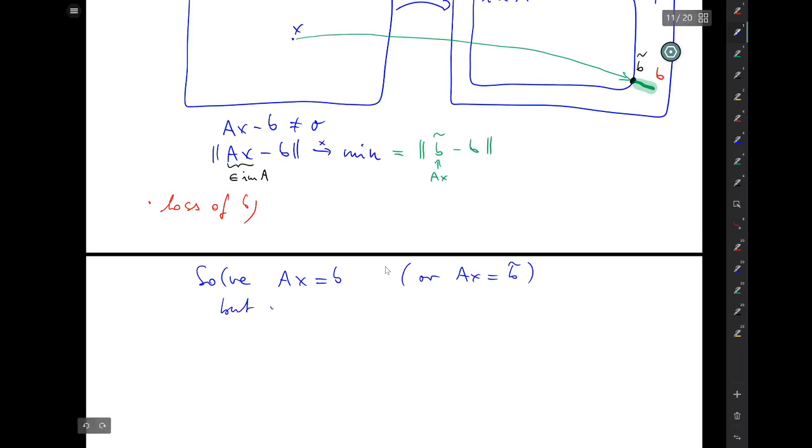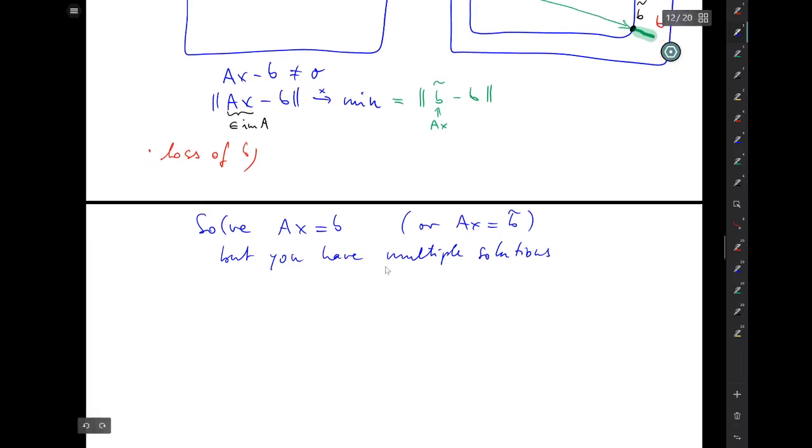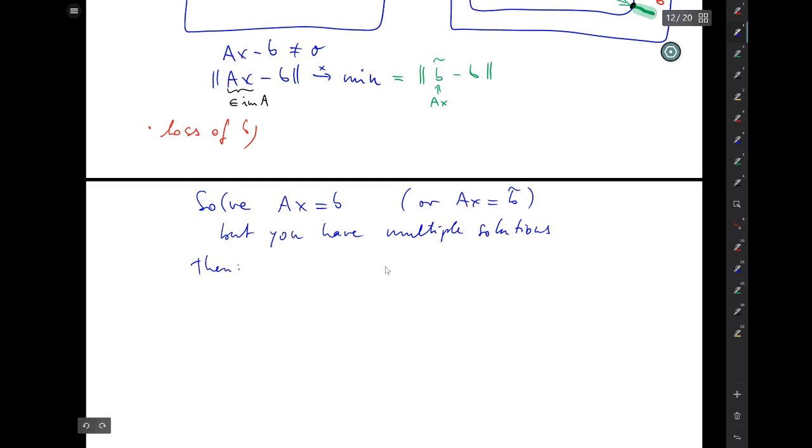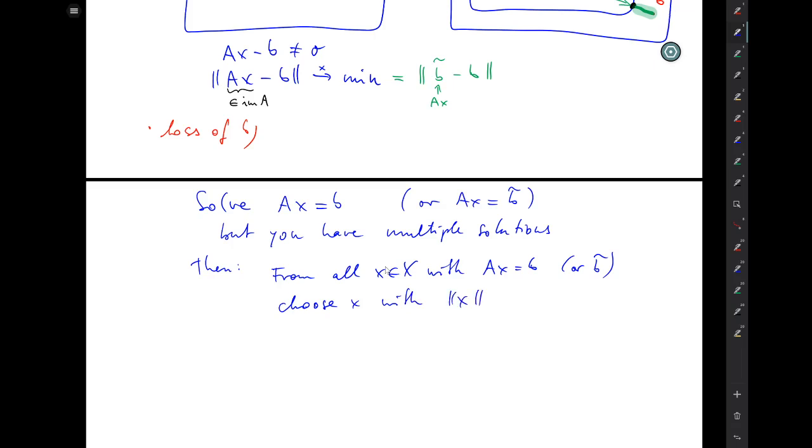But you have multiple solutions. Then what you should do is, from all your solutions, so from all x in X with Ax equals b, or b tilde if you're in the other case, choose x with a minimal norm. So this time you're not minimizing the norm of the error, you already did that. Now you're minimizing the norm of the solution.